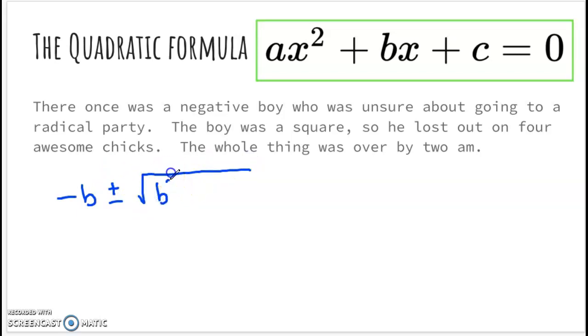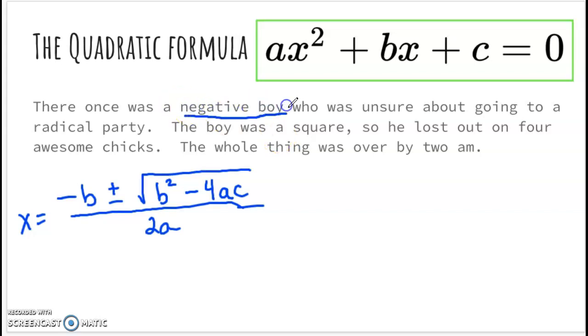The boy was a square, so he lost out on 4 awesome chicks. And the whole thing was over by 2 a.m. All right, and this is our quadratic formula that tells us what our roots, or what x equals. So there once was a negative boy who was unsure about going to a radical party. The boy was a square, so he lost out on 4 awesome chicks.